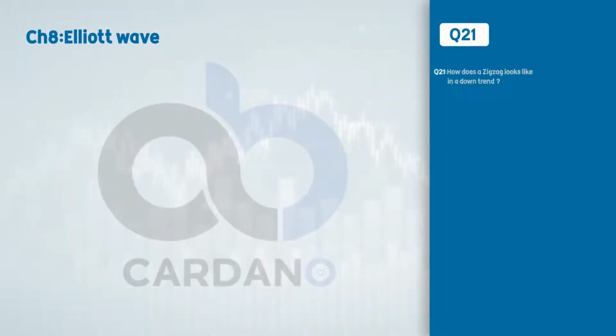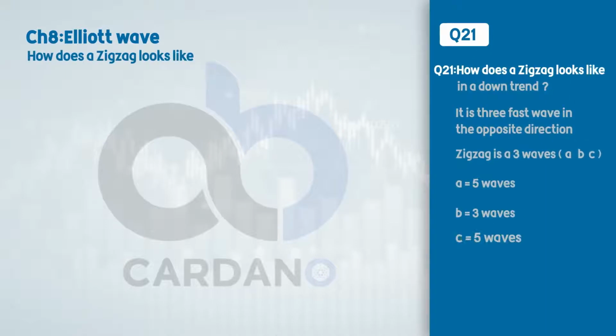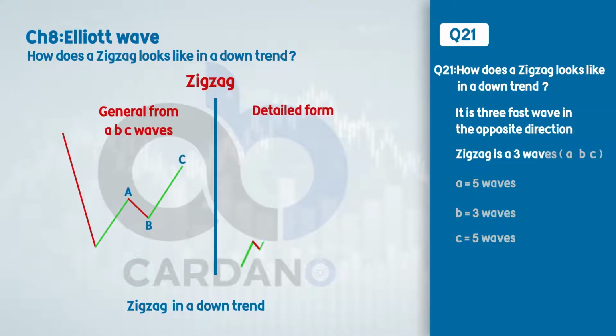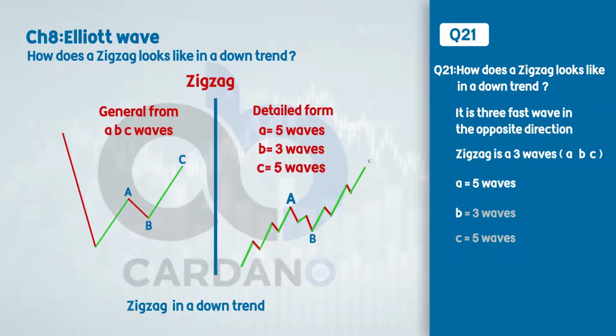Question number 21. How does a zigzag look like in a downtrend? The answer is, it's a 3 fast wave in the opposite direction. Zigzag is 3 waves, A, B, C. A equals 5 waves, B equals 3 waves, and C equals 5 waves.